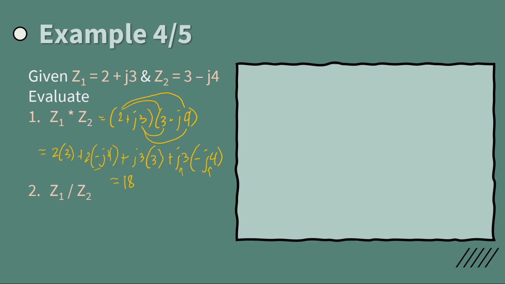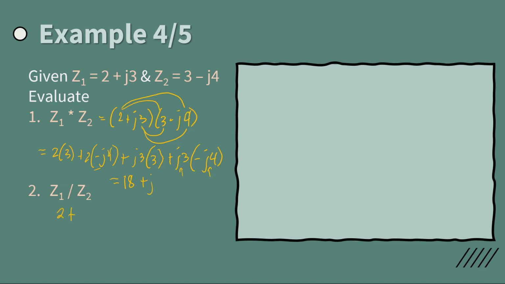And then here, you have negative 8j and then 9j. So negative 8j plus 9j is equal to plus j. So that's the product. And for the division, it's quite complicated, but you can just simply do that.